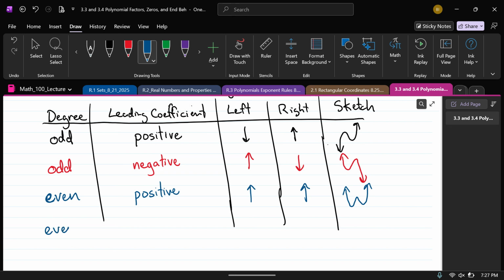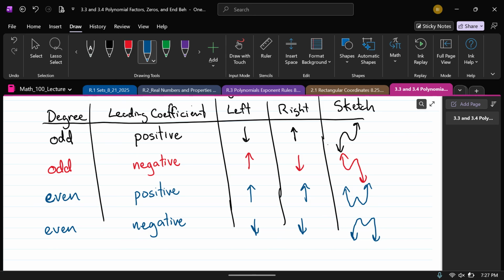If it is even degree with a negative leading coefficient, guess which way they go? Yeah. Looks like a hump. It's like the golden arches, except for you folks that already ate today. At this point, I know we're all hungry. Didn't bring us none.